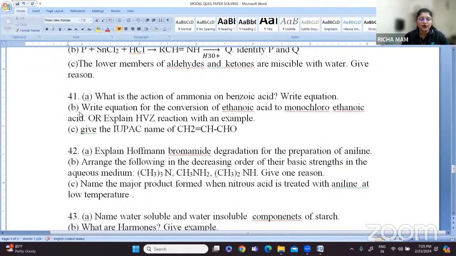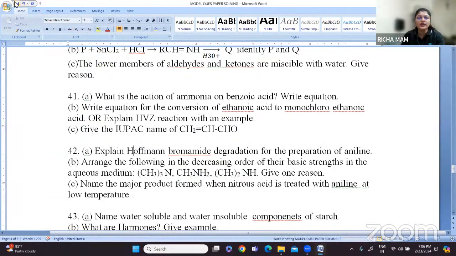Okay. Next, 41st question. What is the action of ammonia on benzoic acid? Write equation. B: write equation for the conversion of ethanoic acid to monochloroethanoic acid, or explain HVZ reaction with an example and give the IUPAC name of this compound. This question is divided as 2 plus 2 plus 1.